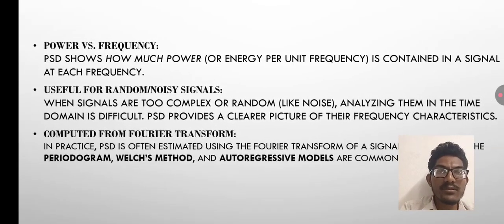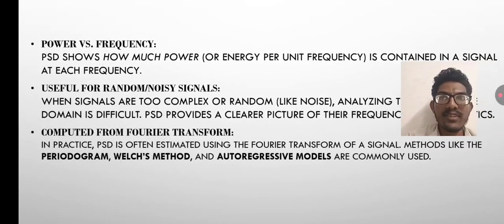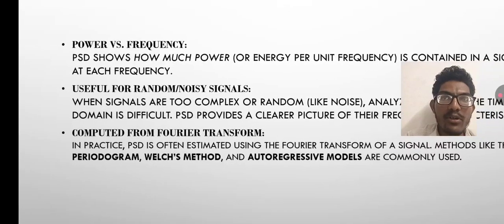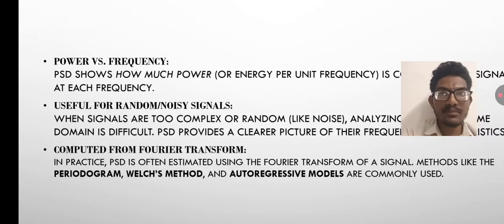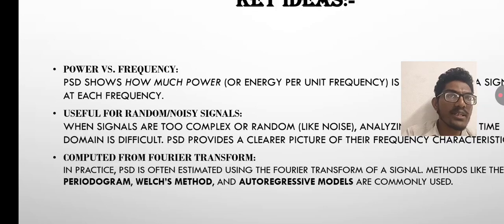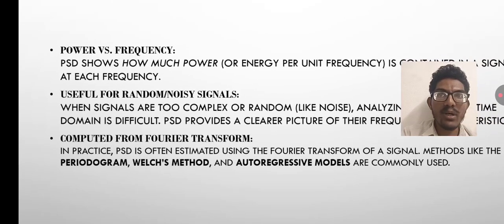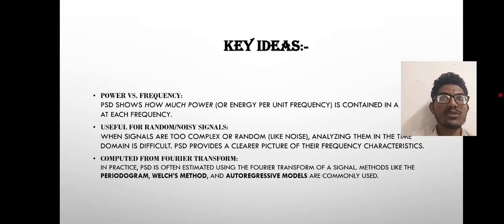Next, how we compute the power spectral density from the Fourier transform. Mainly, power spectral density is estimated using the Fourier transform of a signal. Methods like the periodogram, Welch's method, and autoregressive models are commonly used. To compute the power spectral density from the Fourier transform, the methods are mainly three. One is the periodogram, second is Welch's method, and third is autoregressive models. These methods are used to analyze the power spectral density from the Fourier transforms.